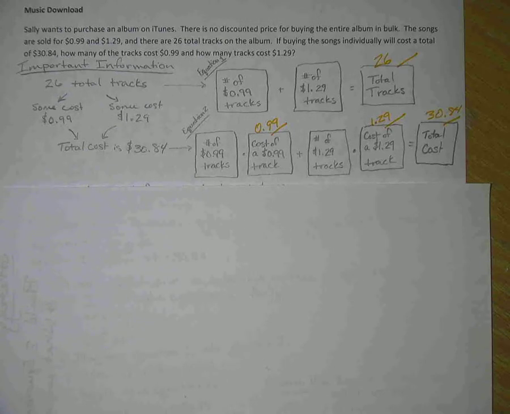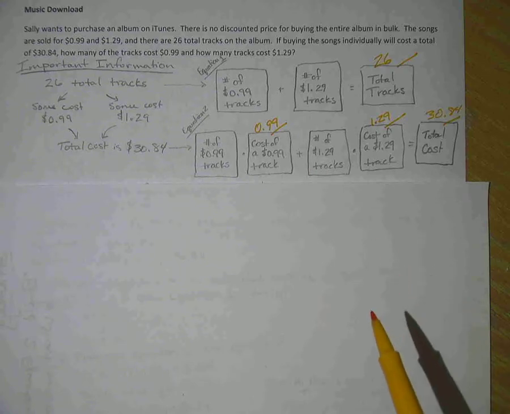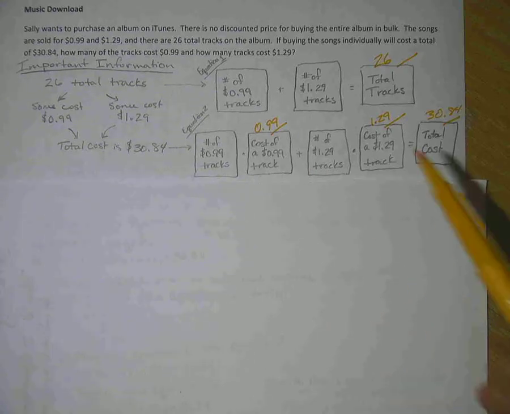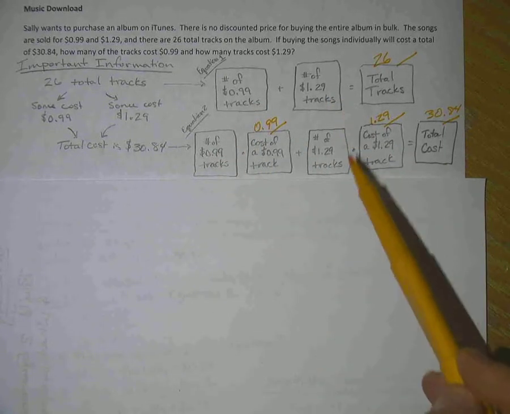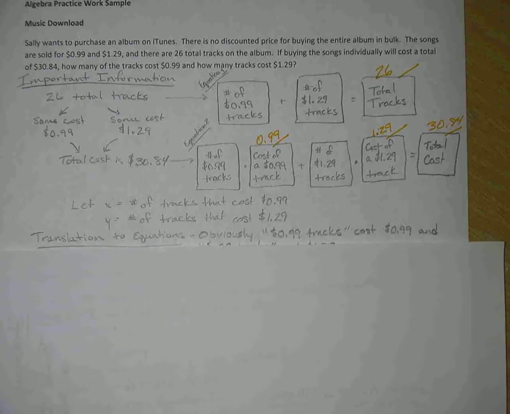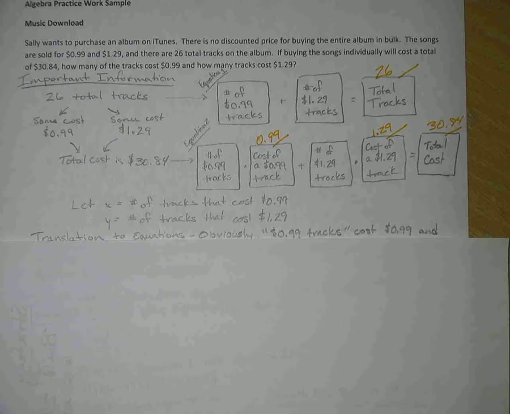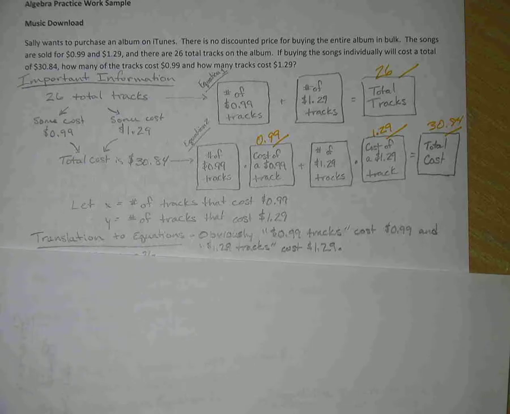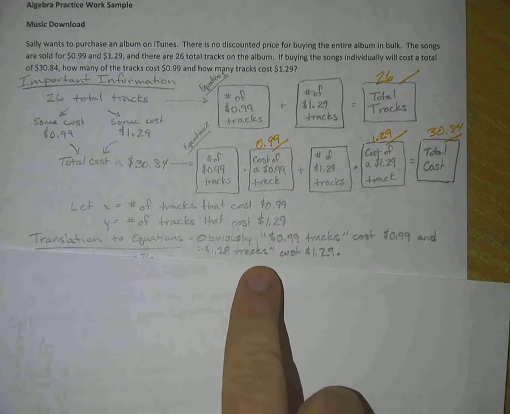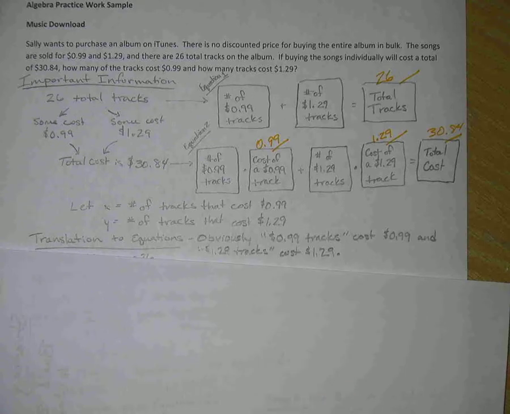So once you build those models, and maybe you knew when you were building those models and maybe you didn't, when you do it this way, it shows you exactly what your variables are going to be. The variables are going to be the ones that you don't know, and they happen to match up really nicely there. And that's explained below, where we're saying we're going to let x equal the number of 99-cent tracks and y be the $1.29 tracks. Obviously, and you never really want to say obviously, 99-cent tracks cost 99 cents, and $1.29 tracks cost $1.29.